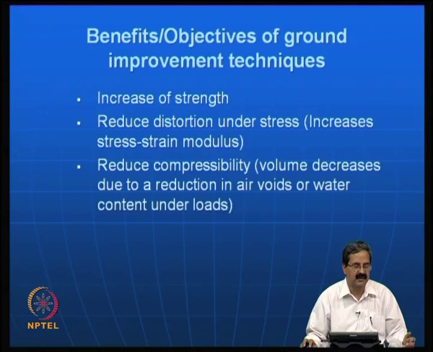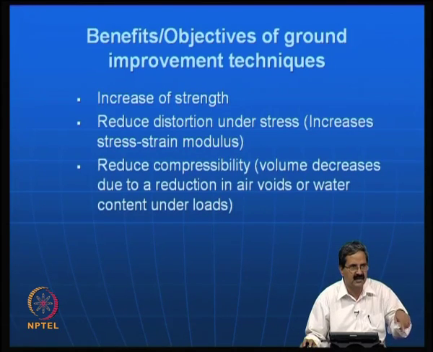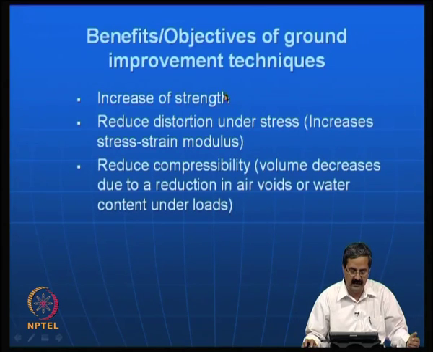The first is increase of strength. The bearing capacity of soft soil is very low. Measured using undrained shear strength, it could be about 5 tons per square meter, and you want to make it 25 tons per square meter. So the order of improvement is from 5 to 25, a five times increase is required. One can do that using ground improvement techniques.